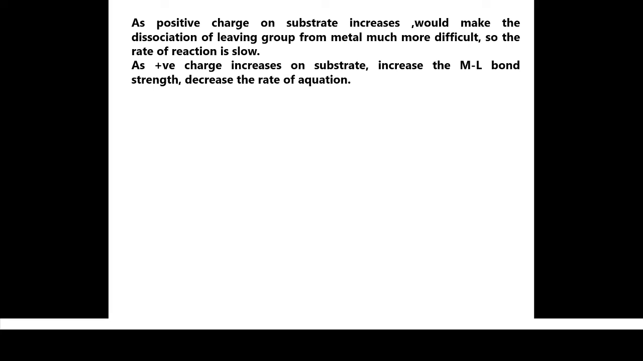Got it, student? What is the first factor? Charge on complex. As the positive charge increases on the substrate, the metal-ligand bond strength increases, and it is difficult to dissociate that metal-ligand bond, so the rate of aquation decreases. So this factor favors the dissociative type of mechanism, that is SN1 type of mechanism. Let's move towards the second factor, that is strength of metal-leaving group bond.